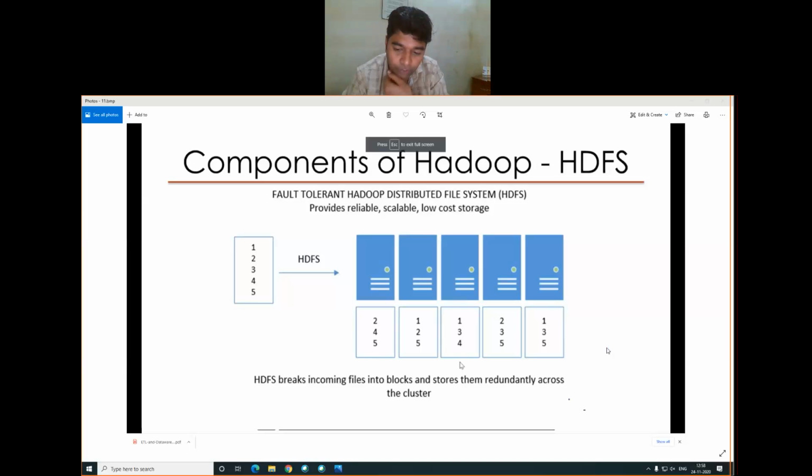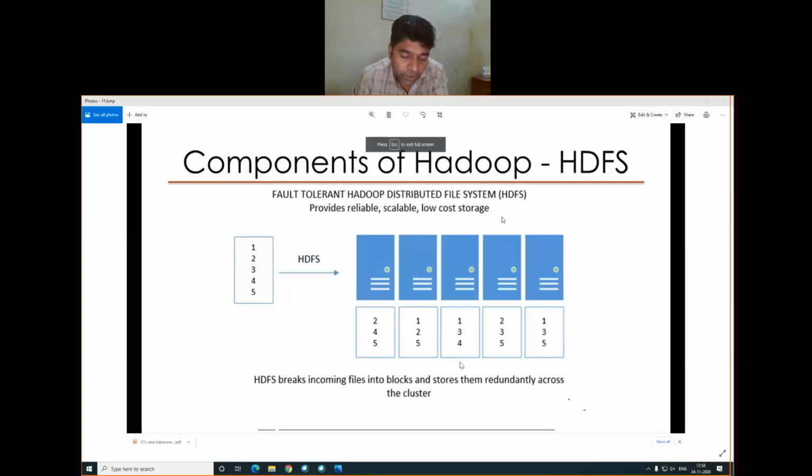So the data set is copied from a source, then a parallel analysis is performed on the local data set on commodity hardware, and we will do this for the HDFS setup. Applications that expect low-latency data access will not work with HDFS. HDFS breaks incoming files into blocks and stores them redundantly across the cluster. So it provides reliable, scalable, low cost storage.